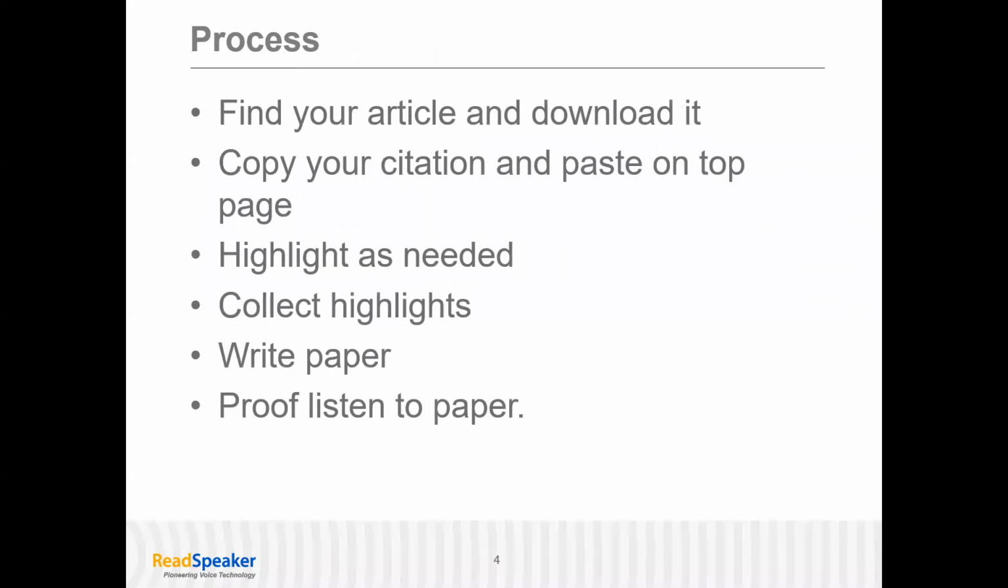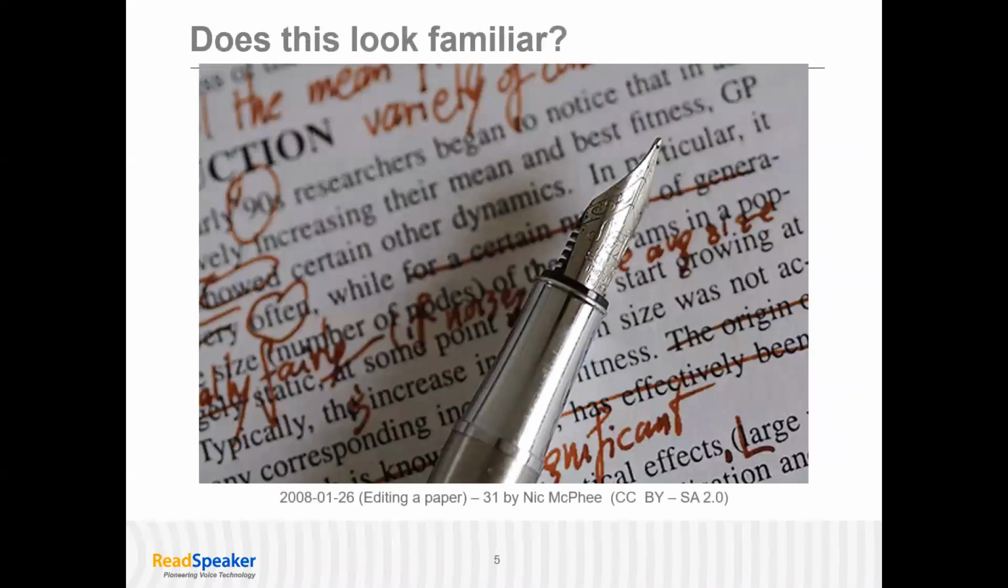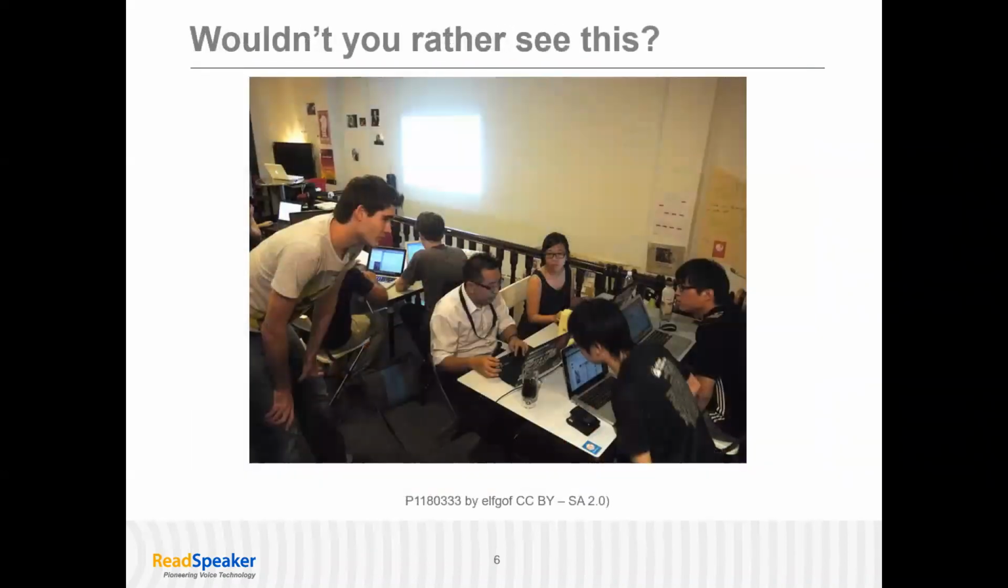Now, our process will be first find your article and download it. Copy your citation and paste it on the top page of the article. You'll highlight what you think is necessary. You'll collect up those highlights, which forms a summary, write a paper, and then instead of proofreading, we proof listen to our paper. We do not want our papers to look like this when students have turned them in, and this helps you get to a point where they don't look like that. We want our students working in groups, collaborating, and getting information.